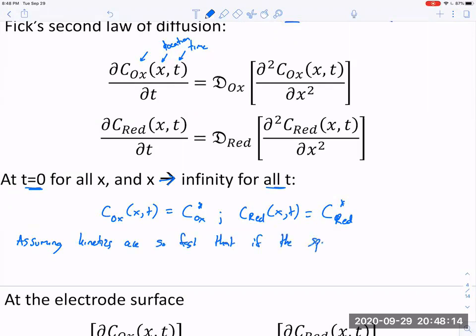The other thing we're going to assume is that kinetics are so fast that essentially if the species reach the electrode surface, they instantaneously react. So if you're diffusing an oxidized species to the electrode surface, all of those species that are hitting the electrode are going to be reacted instantaneously. This is not an assumption we want to make always, because sometimes the kinetics are slow, but if the kinetics are fast, that's what we can assume.